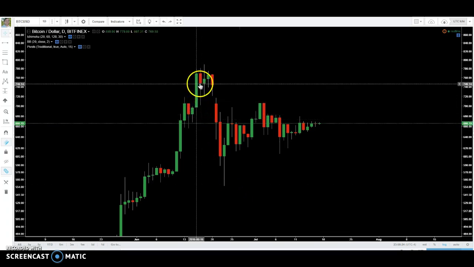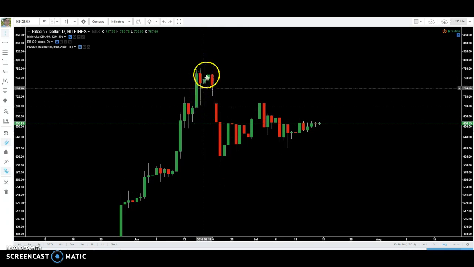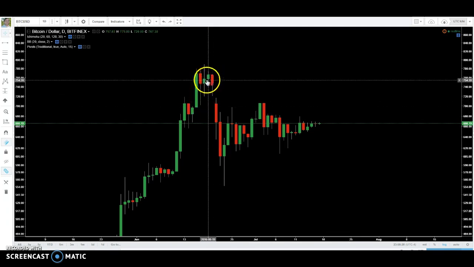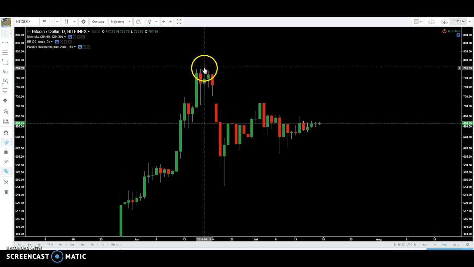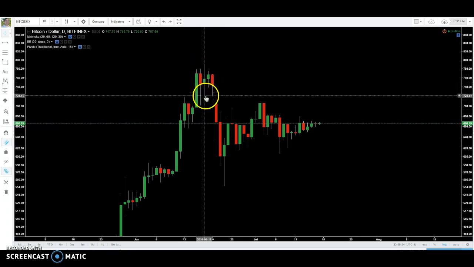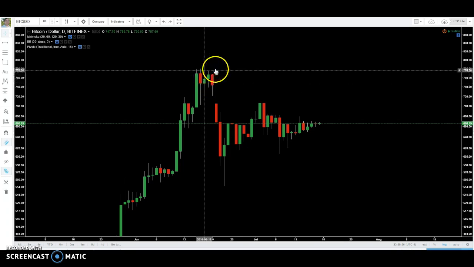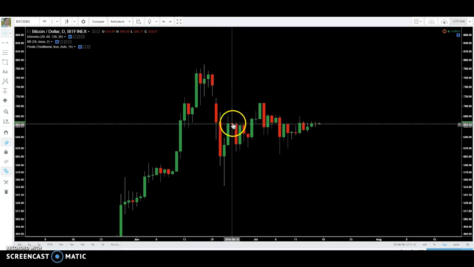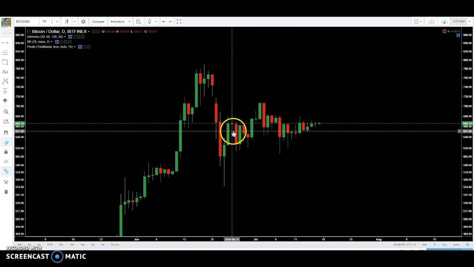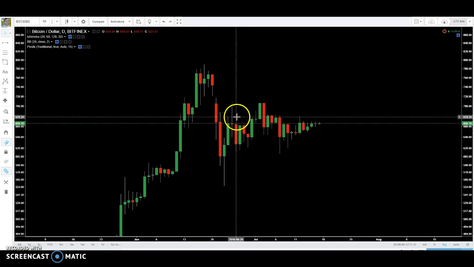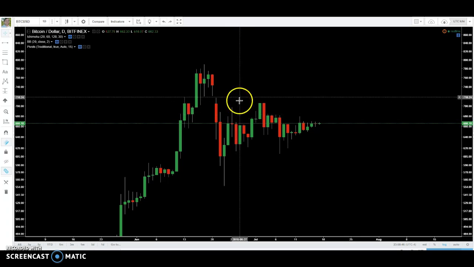But anyway, tweezer top, you can interpret this as a spinning top, basically when the bodies on both sides are long and equal. The wicks on both sides of the body are long and equal. A true spinning top or a long-legged doji, this is a better example. It's generally a reversal sign.